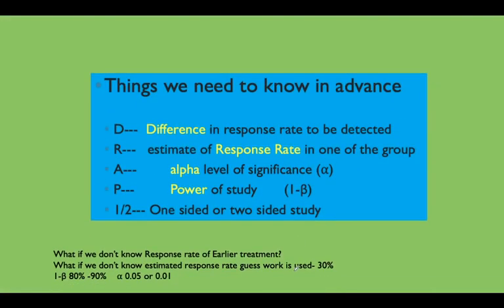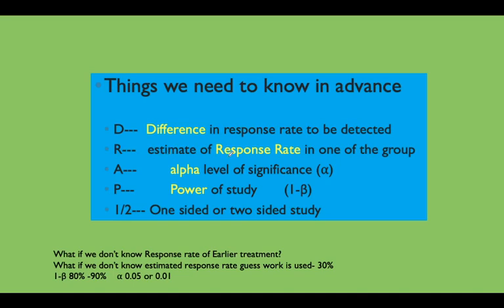Now, the things we need to know in advance for any sample size estimation. Number one is the difference in response rate to be detected. If there is an already established treatment, how much is our proposed new treatment going to increase or decrease the response rate? So the first foremost thing is the difference in response rate to be detected.